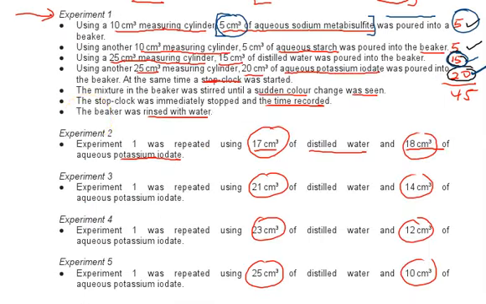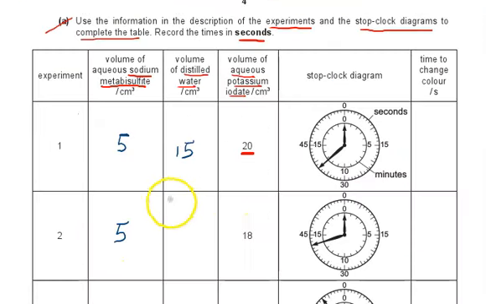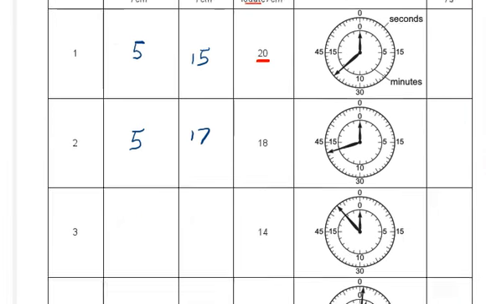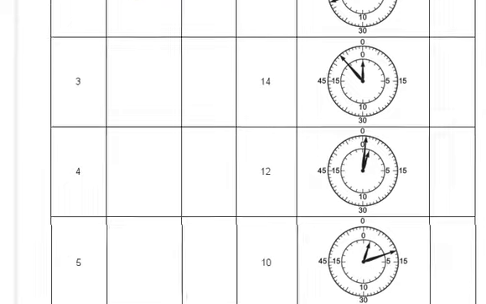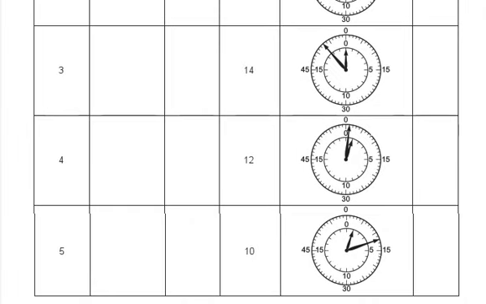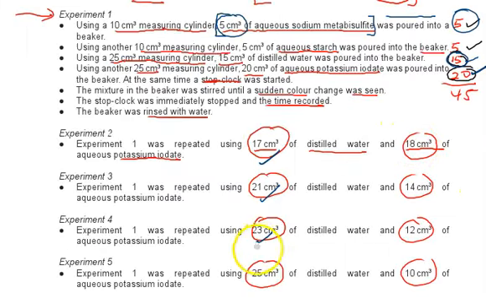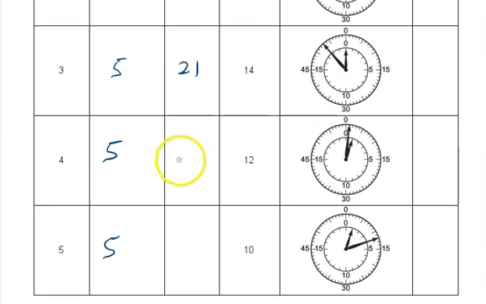The next one, here will be 17, 21, 23. So 17, let me scroll up first. This is number 3, 4, 5. So here will be 5, 5, 5, 21. What is after 21? So it's 23 and 25.